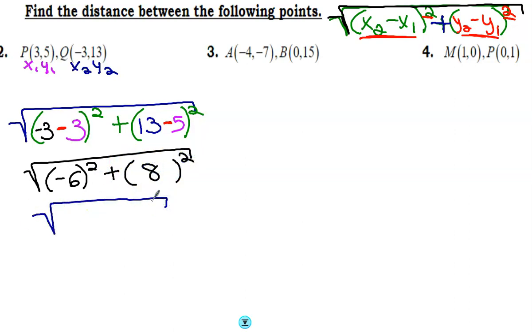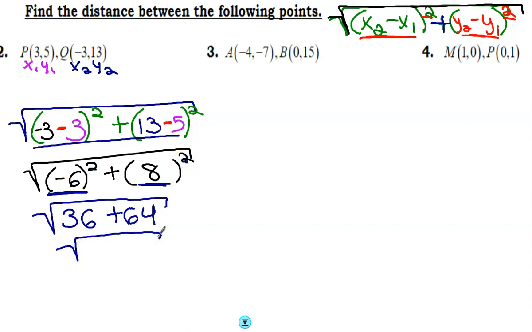From here, -6 squared is actually a +36. Make sure you put it in parentheses when you put it in the calculator. Plus 64. So I subtracted each of them separately. I squared them, and now I'm going to add them. So the square root of 36 plus 64 is 100. When I square root that into the calculator, I get the answer of 10.